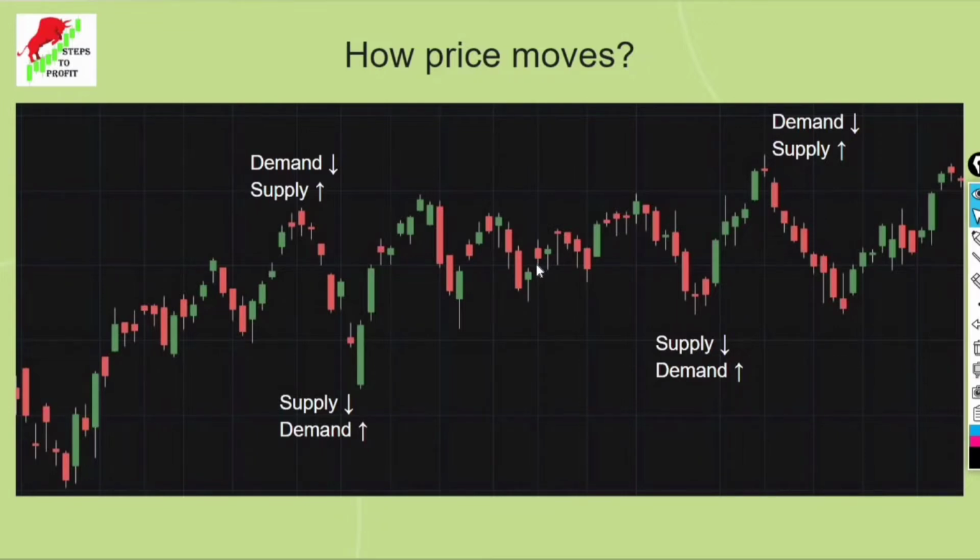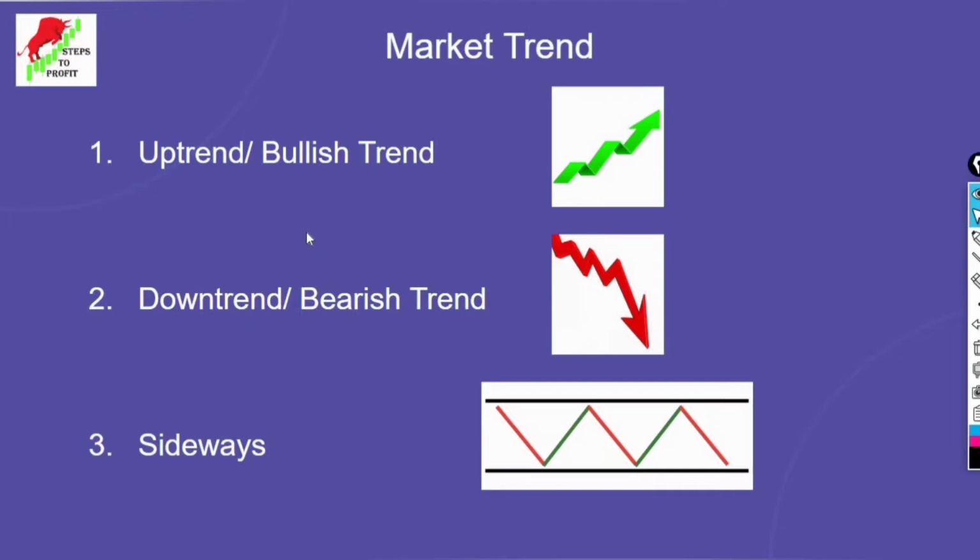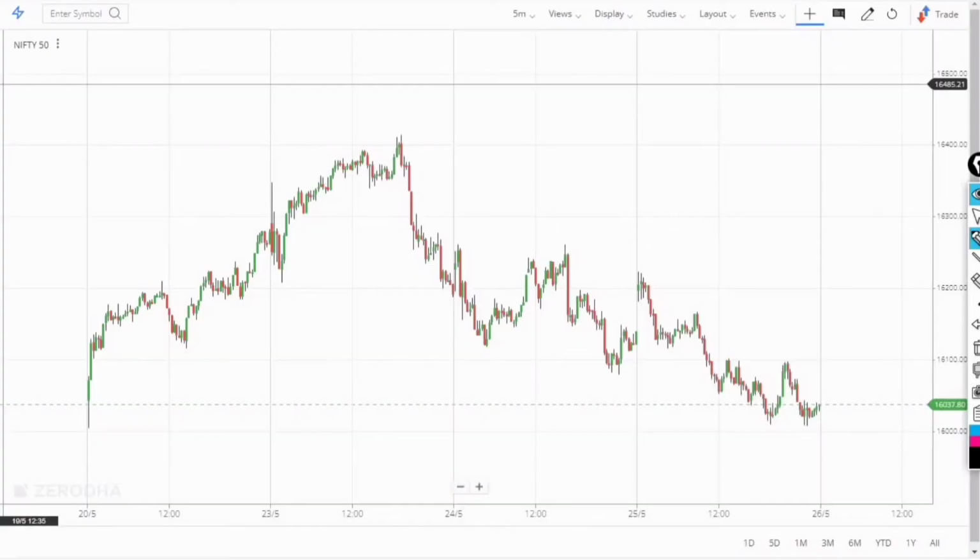Price action between oversold region and overbought region is known as market trend. There are three types of market trends: uptrend, also known as bullish trend; downtrend, also known as bearish trend; and sideways market. So on the graph, we will try to identify trends.